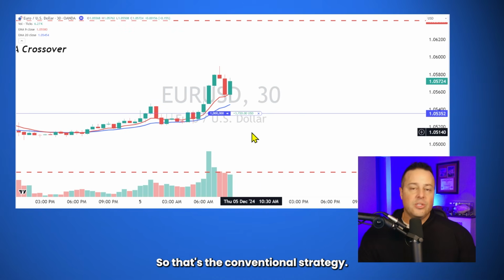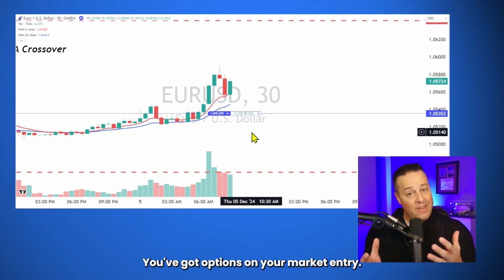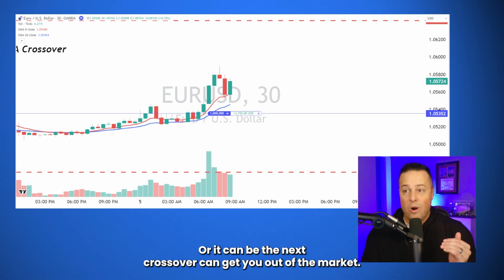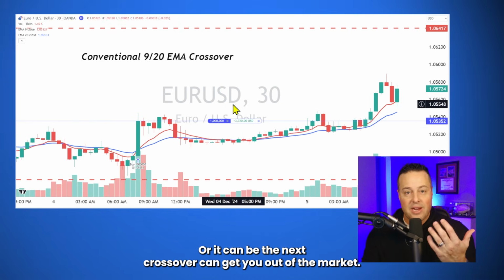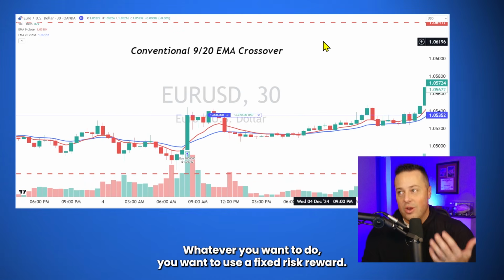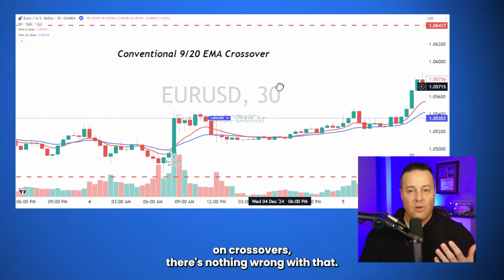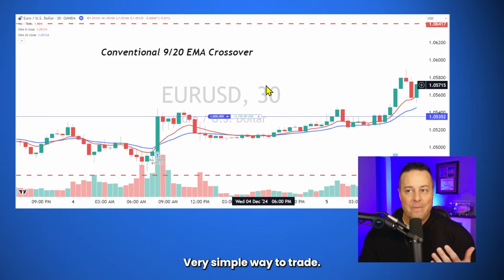So that's a conventional strategy. Remember, the 9 crosses over the 20, you buy it. Okay, you've got options on your market entry. Your stop loss can be beneath the swing low, or it can be the next crossover. It can get you out of the market, whatever you want to do. You want to use a fixed risk versus reward, feel free. Or if you want to just base your decisions on crossovers, there's nothing wrong with that. Very simple way to trade.